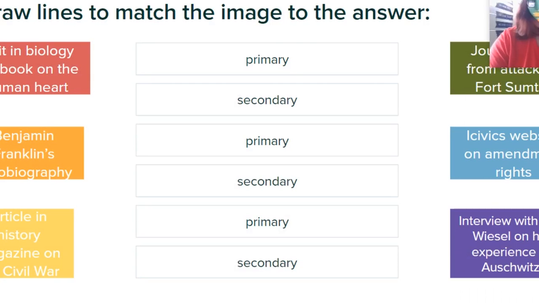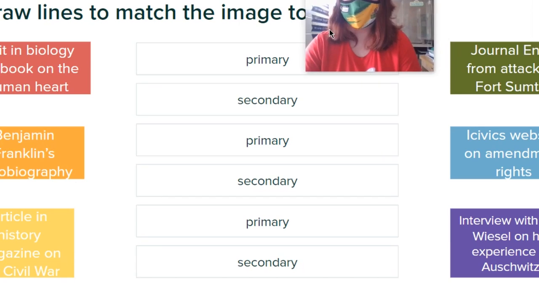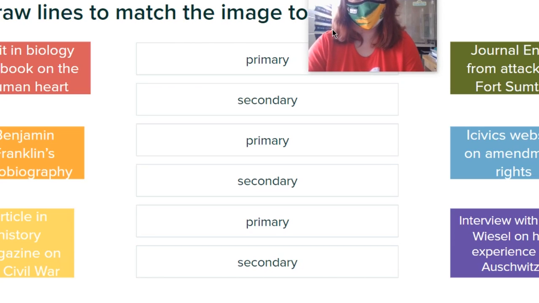And here on this slide, let me get myself out of the way. So what you're going to do is you're going to use your drawing tools down at the bottom to be able to draw lines to match the image to the answer. So you have on the left side a unit in biology textbook on the human heart. You have Benjamin Franklin's autobiography, an article in a history magazine on the Civil War. And on the right side, you have a journal entry from an attack on Fort Sumter. You have an iCivics website on amendment rights, and you have an interview with Elie Wiesel on his experience in Auschwitz.